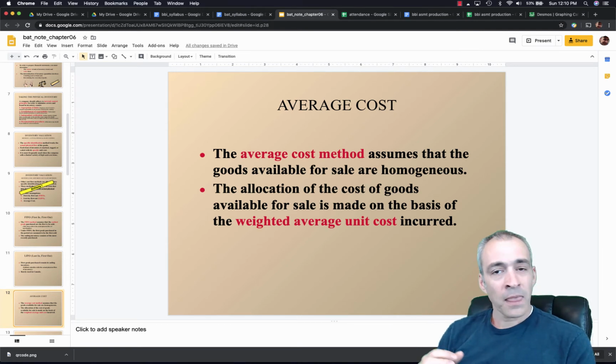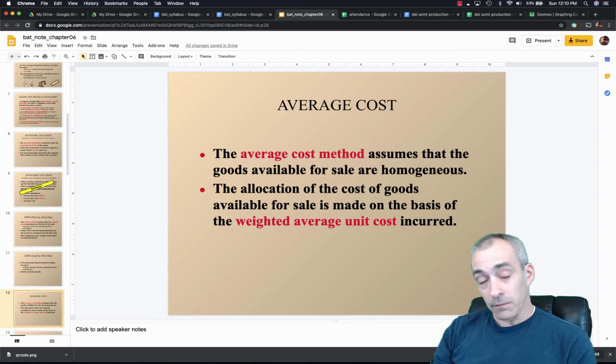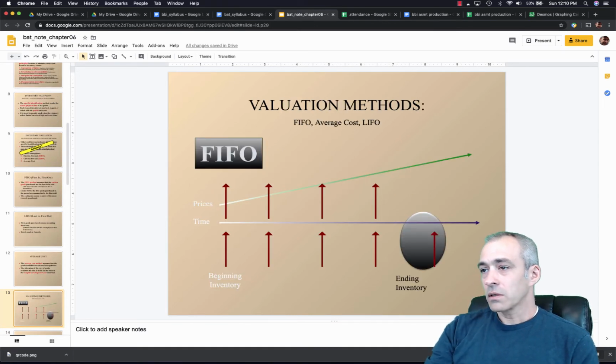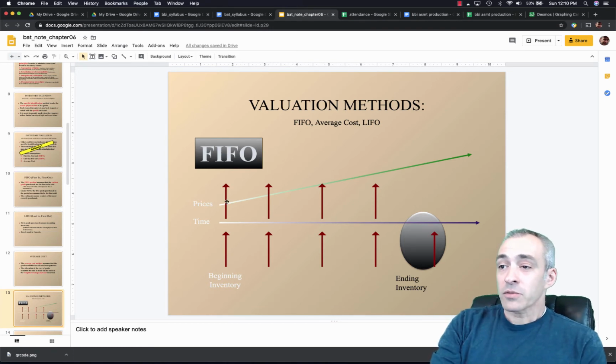That's the difference. What really matters is the impact that has in different periods of time. That's what I want you to focus on. So take a look at this illustration. So here's prices, right? Prices are rising over time, let's say. So it's an inflationary environment. So here's time going along, prices are rising, and here's the beginning inventory at the lowest prices.